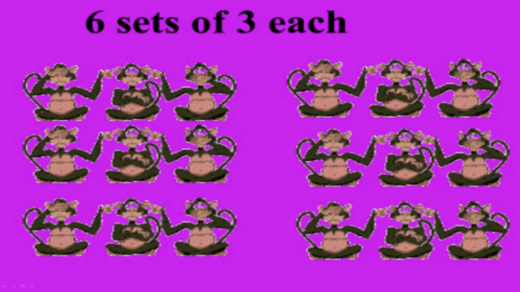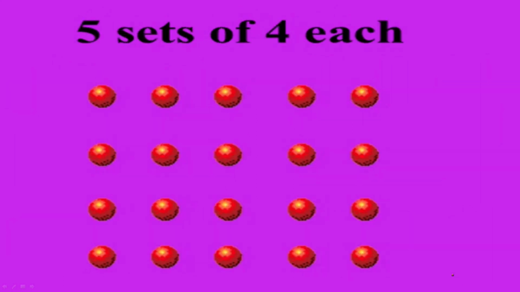6 sets of 3 each. 1, 2, 3, 4, 5, 6 sets. So 6 3s are 18. 5 sets of 4 each. 5 sets: 1, 2, 3, 4, 5. Each one has 4. So 5 4s are 20.